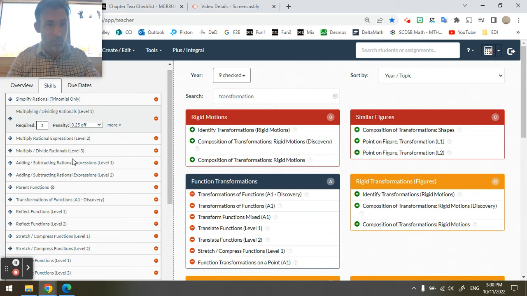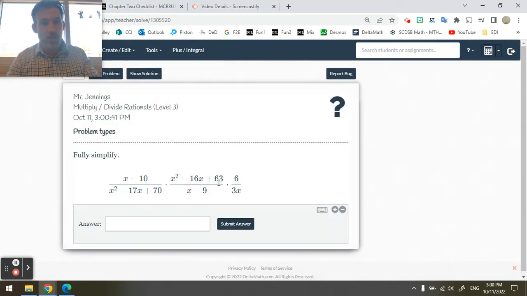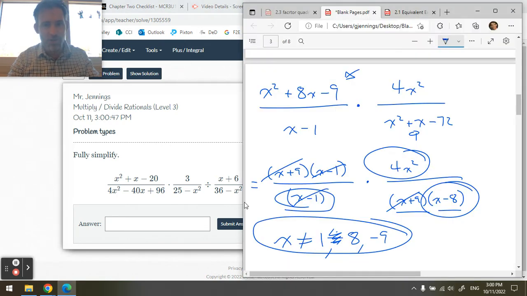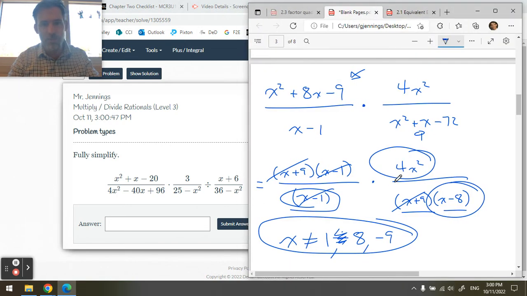Okay, let's look at a harder one. Let's look at level 3. Whoa, they've got a triple multiplication there. So should we do that? Let's find one with a division in it. There we go. Let's do one with division. Now the problems keep on getting bigger and my paper keeps on getting smaller.